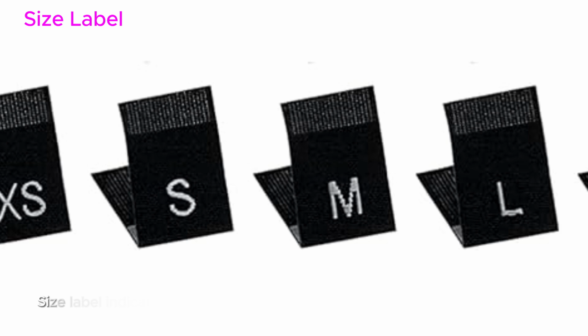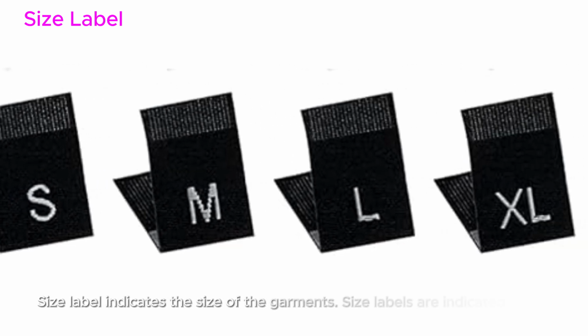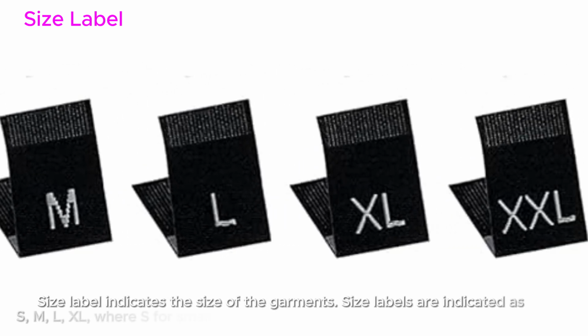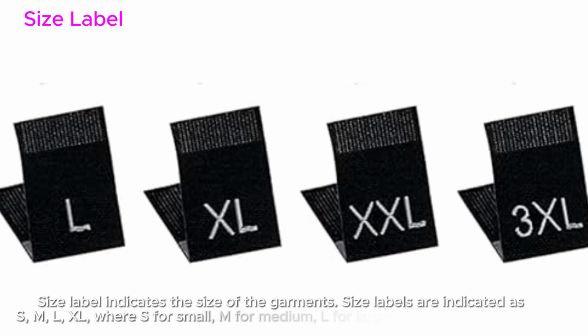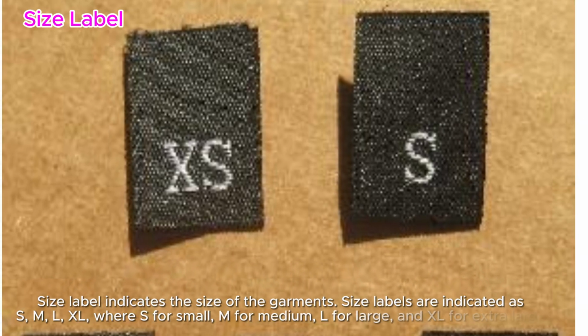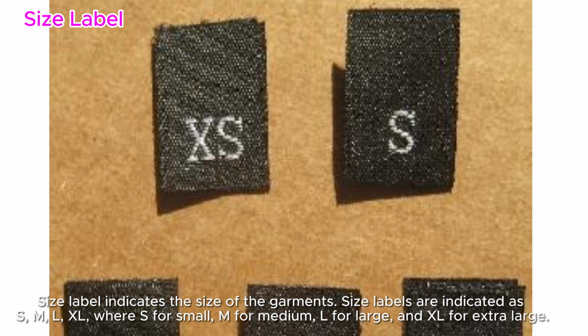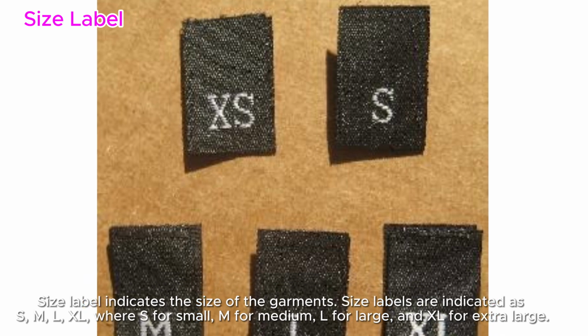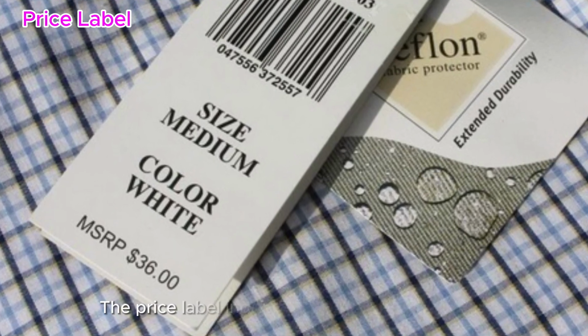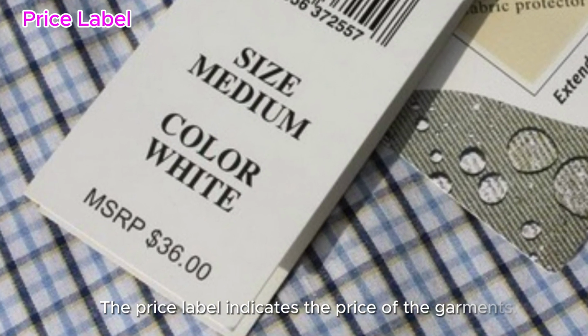Size label. Size label indicates the size of the garments. Size labels are indicated as S, M, L, XL, whereas S is for small, M for medium, L for large, and XL for extra large. Price label. The price label indicates the price of the garments.